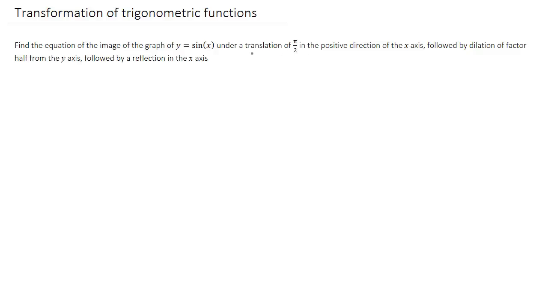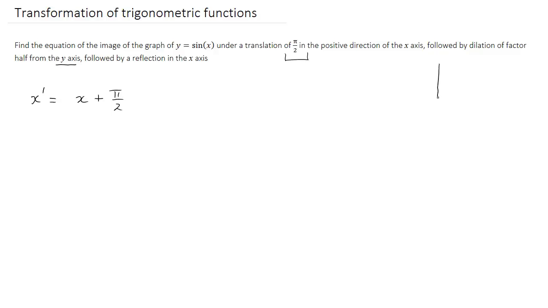So first of all, I suppose it might be a good idea to start building the equation up. So these are the changes. To get the new x value, you have to take the old x value, and there was a translation of pi on 2 in the positive direction of the x-axis. So you're taking the old x value and you're adding pi on 2. Then it's followed by a dilation factor of half from the y-axis.